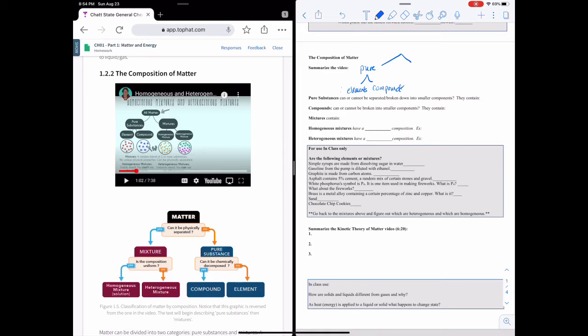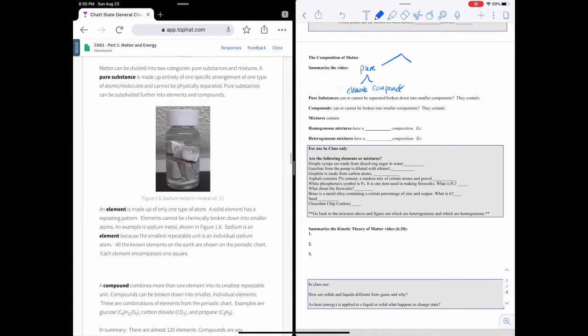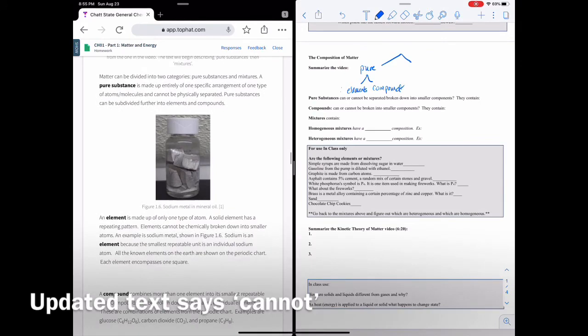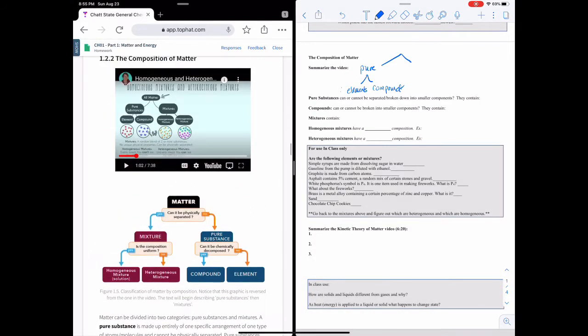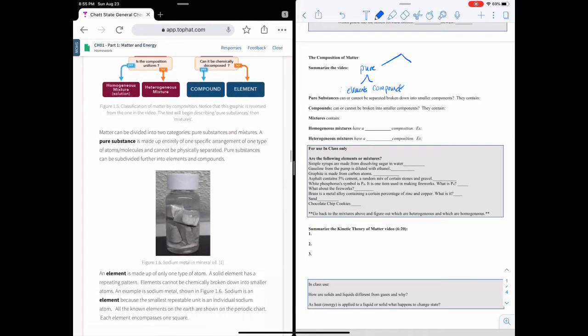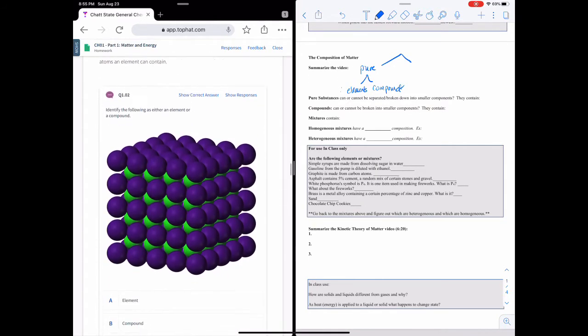Now, for pure substances, you want to pick whether they can or cannot be broken down into smaller components, and what they contain. And then for compounds, can or cannot they be broken into smaller components, and what do they contain? That's information you're going to be finding in this video or just right below. Pure substances cannot be divided further into compounds and elements. You'll find that information further down in the different paragraphs.